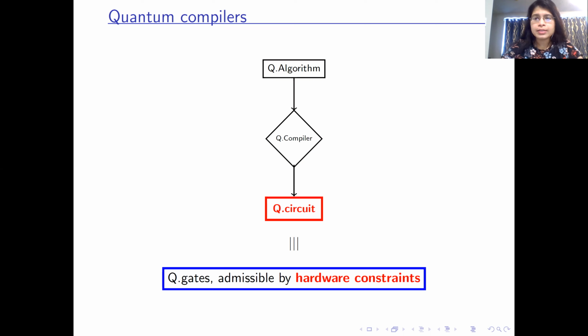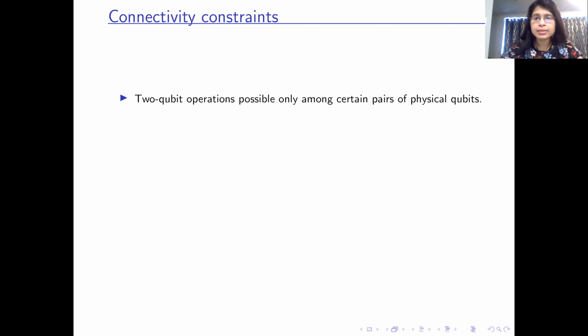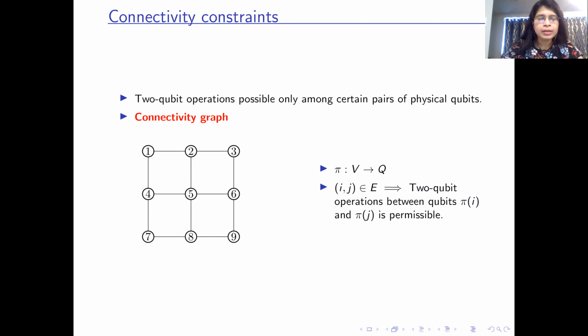One of the constraints which is imposed by the underlying hardware is the connectivity constraint, by which 2-qubit operations are possible only among certain pairs of physical qubits. This is usually captured by a connectivity graph. There is a permutation which maps the vertices to the qubits. If there exists an edge between vertex i and j, then we say 2-qubit operations are possible between qubits pi i and pi j.